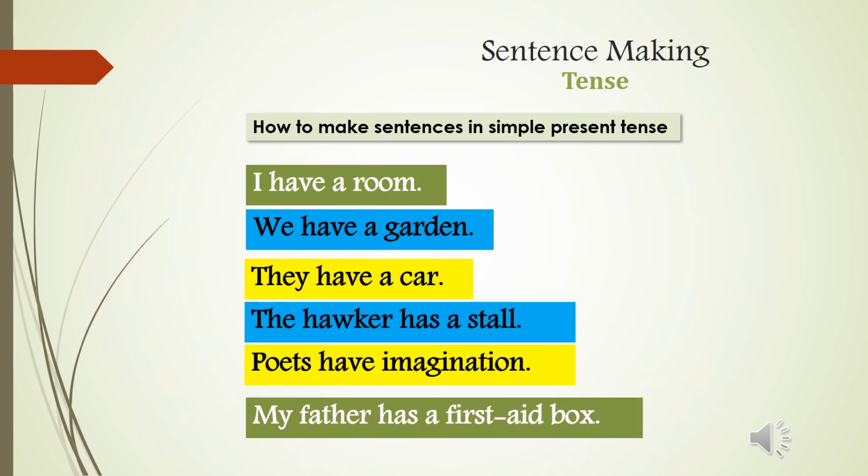Examples of some sentences in simple present tense with have verbs. I have a room. We have a garden. So sense of possession, that I have this, I possess this. They have a car. The hawker has a stall. Poets have imagination. My father has a first aid box. Like this.